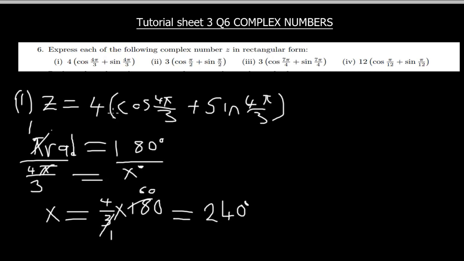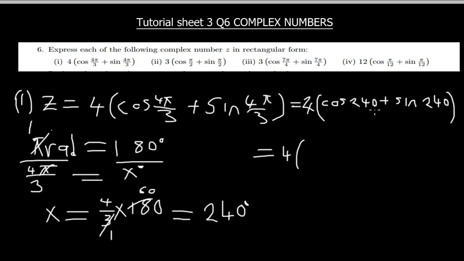So this question is just the same as putting 240 degrees there. So I'll have a 4 there, then open brackets, cos 240, then plus sine 240. So now we can proceed here.